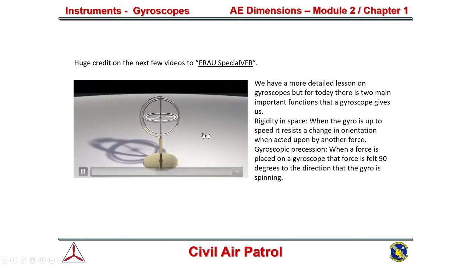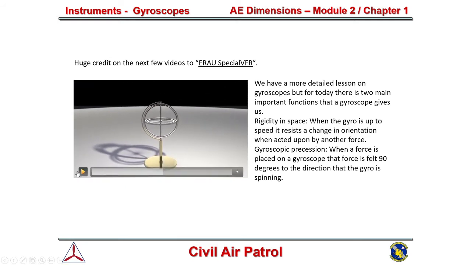All right, so the first thing we want to know about is gyroscopes. Now, I have a special lesson just on gyroscopes. We're not going to do a 45-minute lesson on gyroscopes here for you, but there's two things that I want you to know about that are important for your test. Number one is rigidity in space. The second is gyroscopic precession.